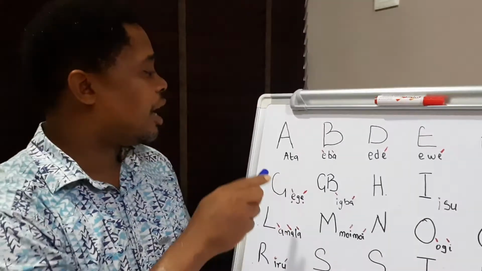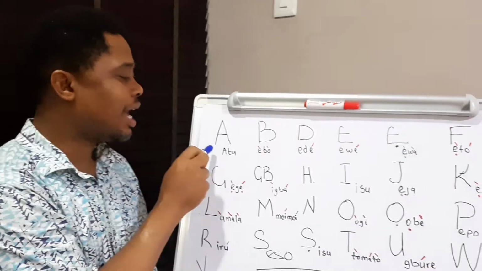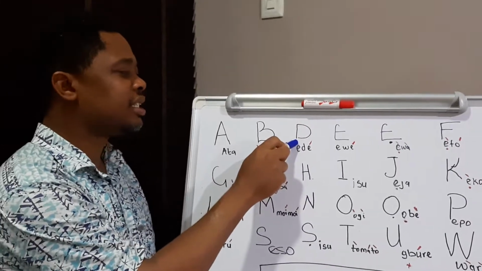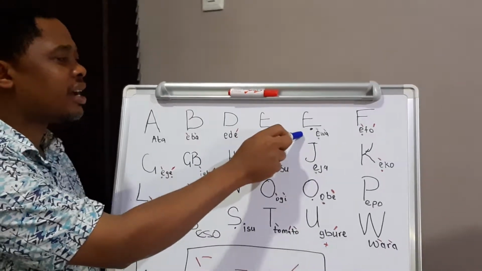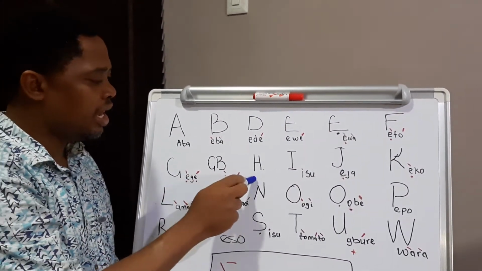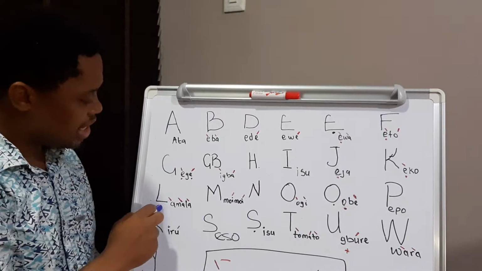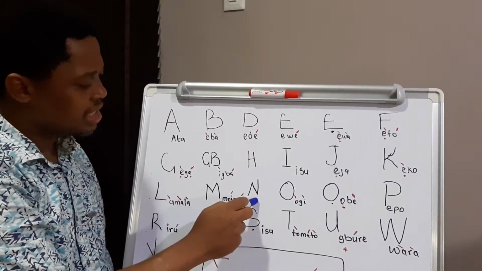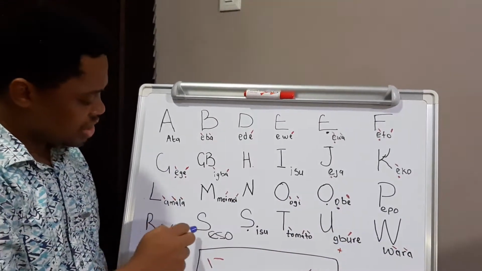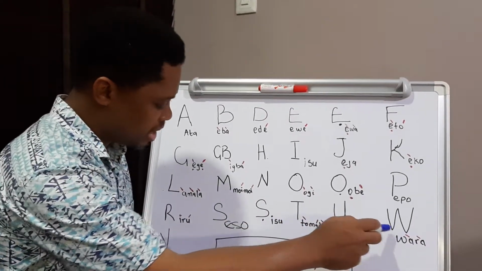Okay. A padà sí alphabet Yoruba. A, B, D, E, F, G, GB, I, J, K, L, M, N, O, P, R, S, Sh, T, U, W, Y.